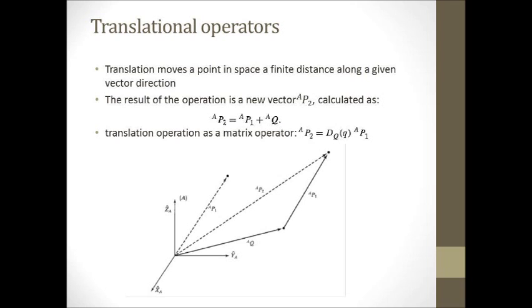In figure 2.9, we can see how a vector AP1 is translated by a vector AQ. Here, the vector AQ gives the information needed to perform the translation. The result of the operation is a new vector AP2 calculated as AP2 equals vector AP1 plus AQ. We can also write this operation as a matrix operator where AP2 is equal to DQ(q) times AP1.